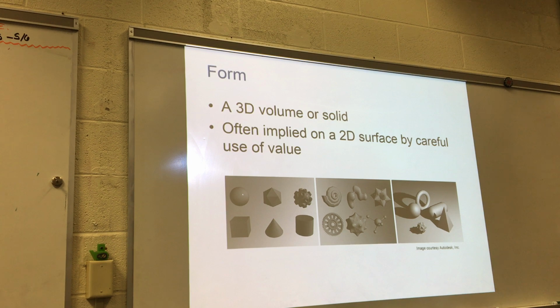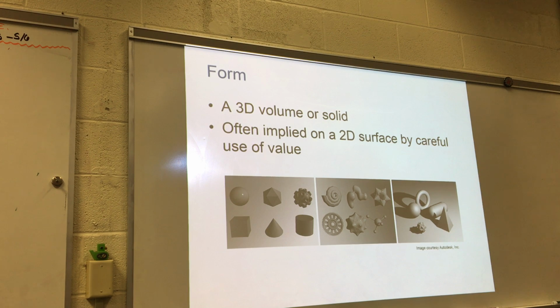So form is the three-dimensionalness of the object. Now, right here on this whiteboard, everything is 2D, right? The whiteboard's flat, it only has two dimensions, it has height and width. The whiteboard does not actually have any depth. But by using different shading on these objects, by using different value, we can imply a sense of depth.